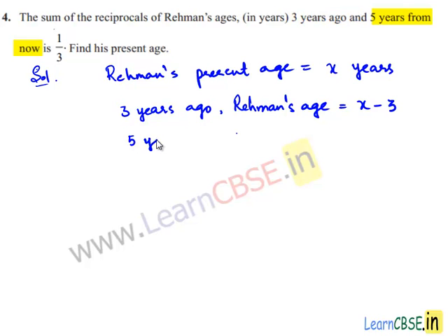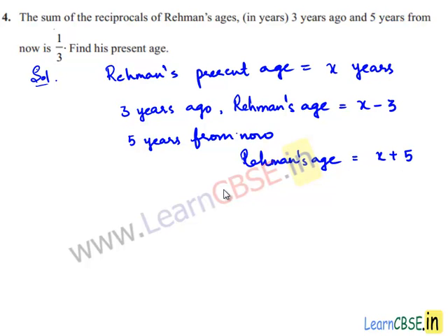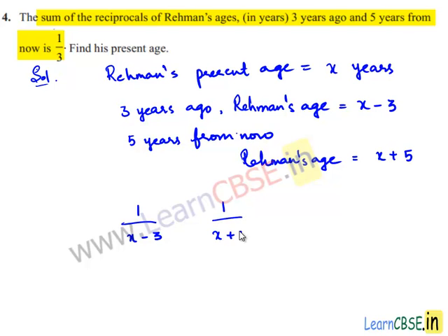5 years from now, Rehman's age is equal to x plus 5. The reciprocal of Rehman's age 3 years ago is 1 by x minus 3. The reciprocal of Rehman's age 5 years from now is 1 by x plus 5. And the sum of the reciprocals is equal to 1 by 3.